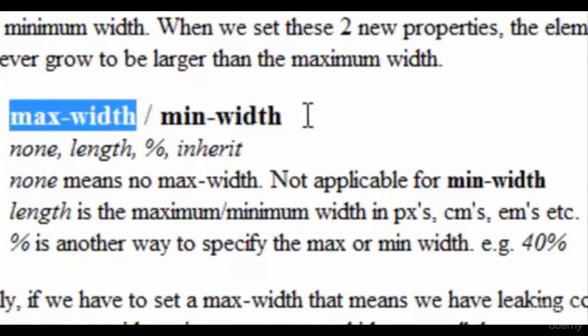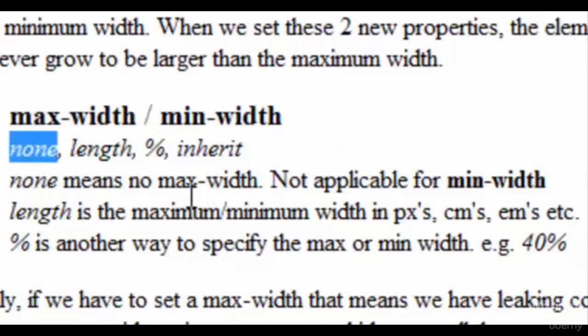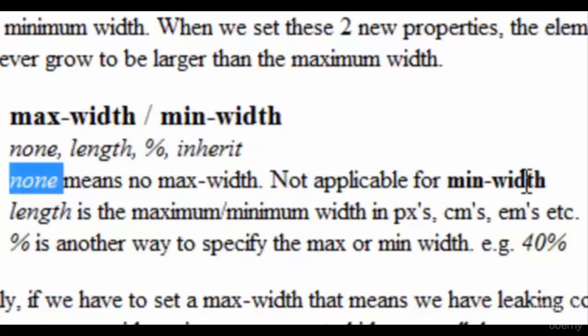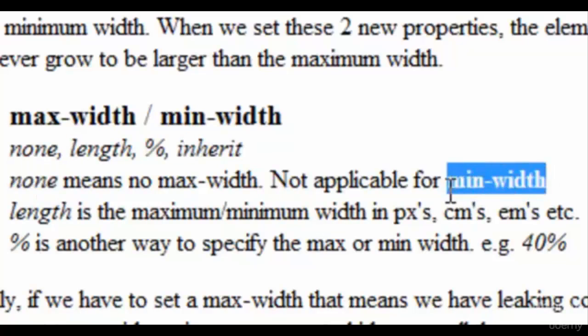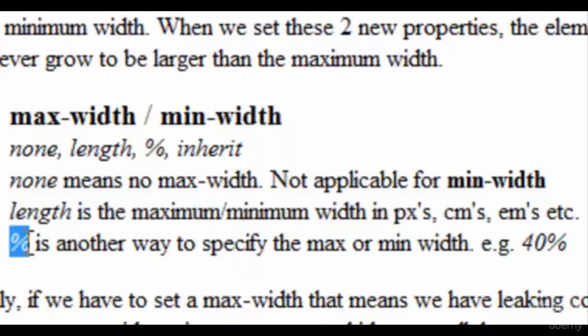We have our properties, max-width and min-width. They both accept none, length, a percent, and inherit. None means there's no max width, and this actually isn't applicable for minimum width. Length is the maximum or minimum width in pixels, centimeters, etc. Percent is another way to specify the max or min width, and we can do that by setting max or min width to, for example, 40%.